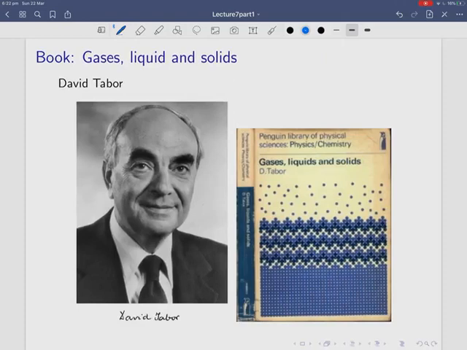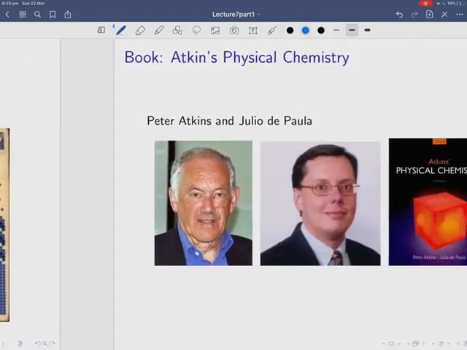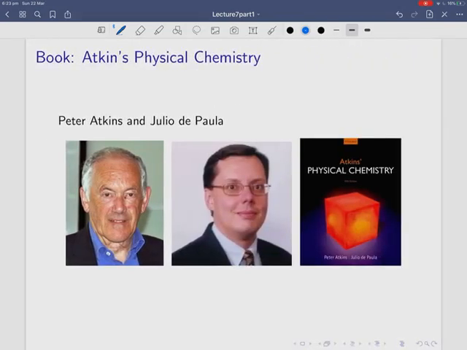The second book is of a similar nature, again by a Cambridge physicist, this time David Tabor, a more modern book, called Gases, Liquids and Solids. This book is also really helpful. It really does focus on the physics of the systems and not on the mathematics, and you get a very good picture of what's going on physically in all these kinds of systems. And the third book, which is actually a chemistry book, a book on physical chemistry by Atkins and DePaula, I will use, at least for the illustrations in this lecture. This is also a really good book focusing again on the physics of the system.